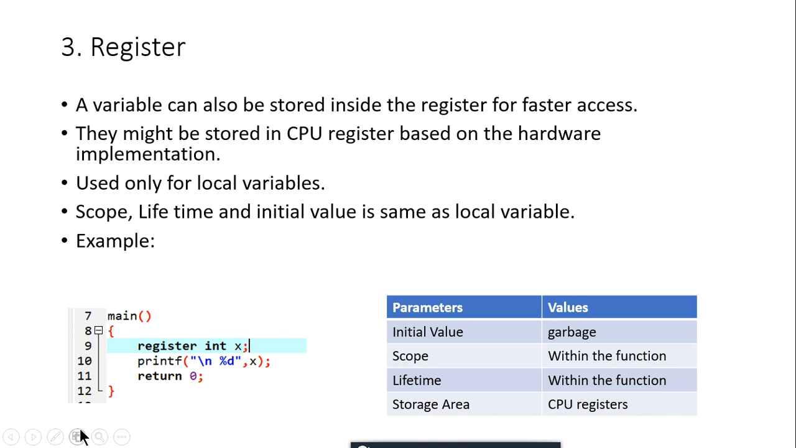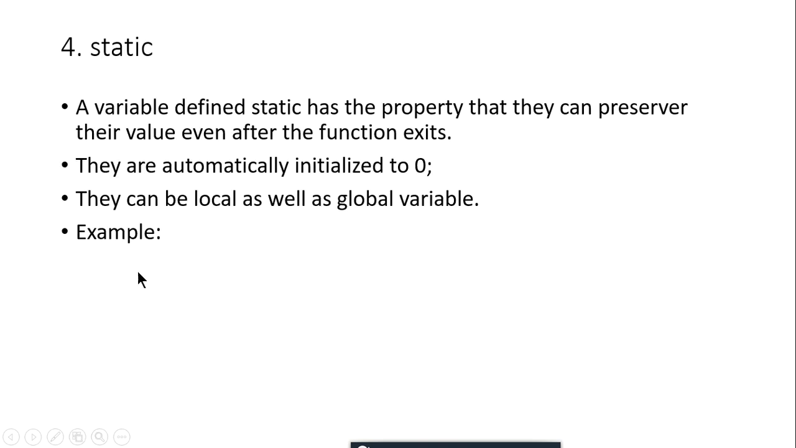Okay, now let's talk about the static data type. So this is a static data type. Within the function, you want to use a variable that can retain its value throughout the program. This is only possible if you declare your variable static.